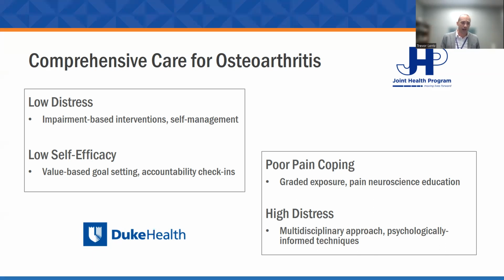And then for the higher distress group, this is when we would typically see consideration for more multidisciplinary intervention. So not only treating them in the way that we would typically do as physical therapists to address some of the physical impairments, but then also getting behavioral health or psychologists involved, and really, I think, relying more on these psychologically informed techniques, and probably a little bit more closely following up these patients to make sure that they are progressing the way that they should.